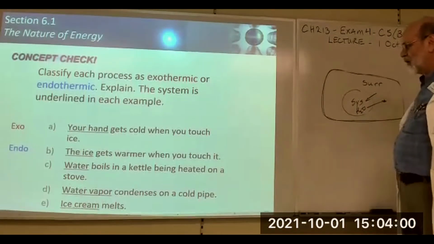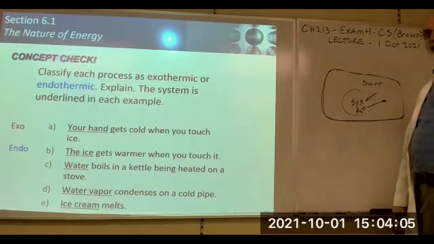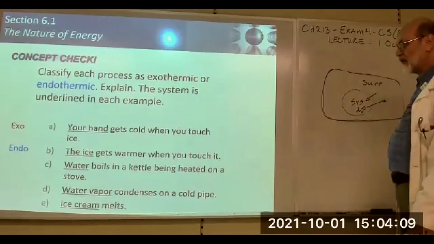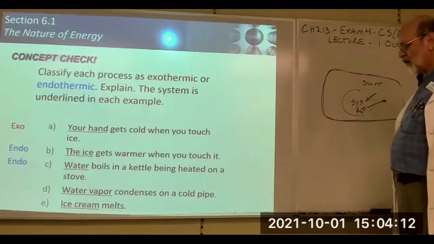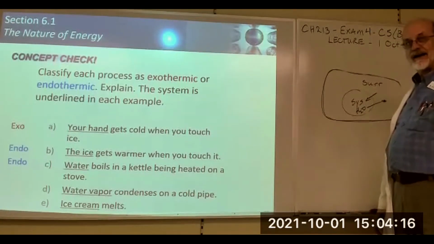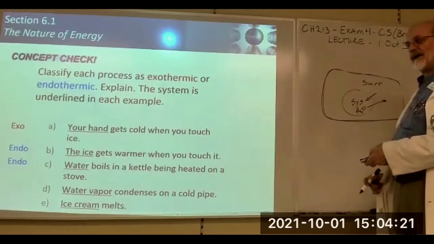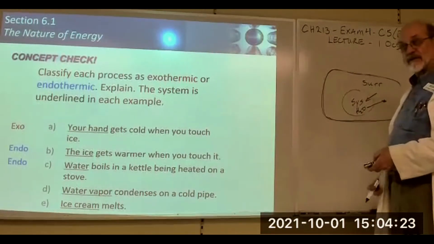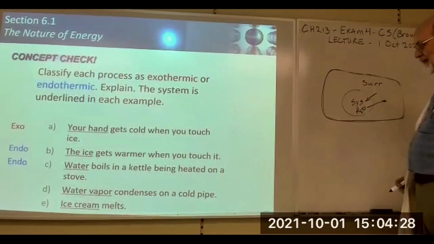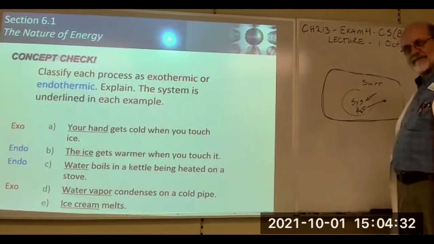Yeah. Water boils in a kettle. So it's already telling you it's getting heated. You heat the water, so it's endothermic. You're transferring energy into the water. Water vapor condenses on a cold pipe. So it's condensing, so it has to be getting colder. It means it loses energy. So it's exothermic. Yep. And then ice cream melts. Right.